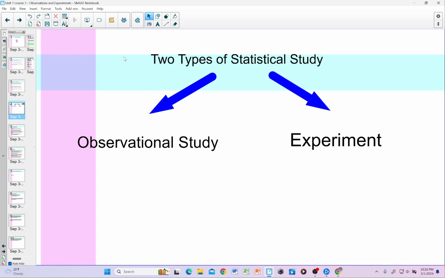There's what we call an observational study and then an experiment. Okay, so the difference here between the two revolves around the role of the people actually conducting the study. Okay, so just some quick notes here. I'm going to explain all this on the next few slides. But the key here is that with observational studies, think about the word observe, right?